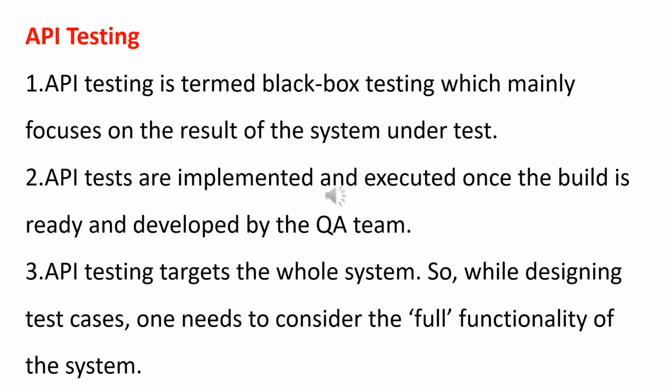API testing. API testing is termed black box testing, which mainly focuses on the result of the system under test. API tests are implemented and executed once the build is ready and developed by the QA team. API testing targets the whole system. So, while designing test cases, one needs to consider the full functionality of the system.